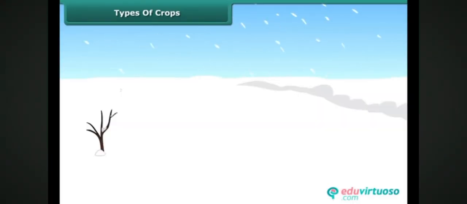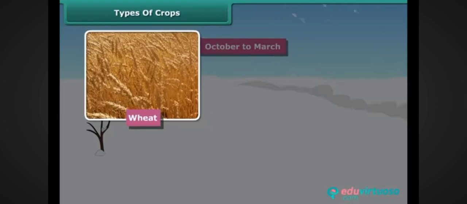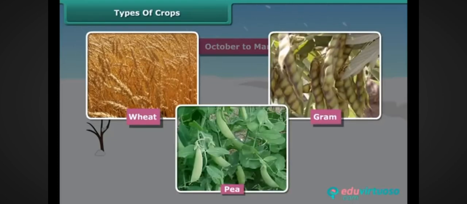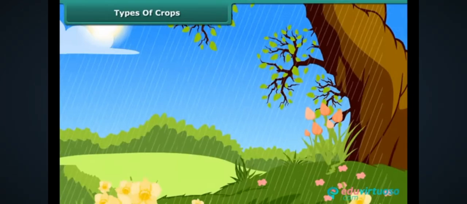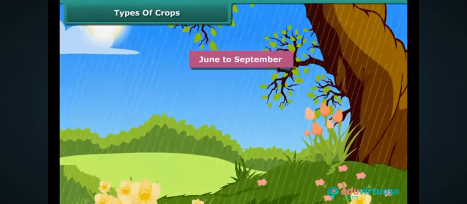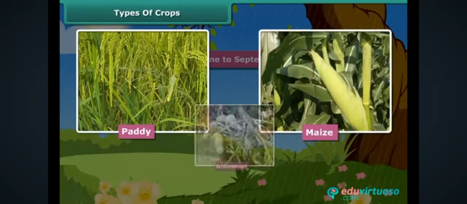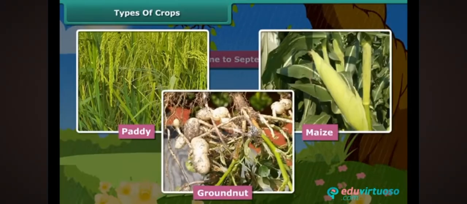Rabi crops are usually grown in the winter season from October to March. Wheat, gram, and peas are examples of Rabi crops. Kharif crops are usually sown in the rainy season, generally from June to September. Paddy, maize, groundnut, etc. are some common examples of Kharif crops. To grow crops, various activities are performed which are known as agricultural practices. Let us know them one by one in detail.